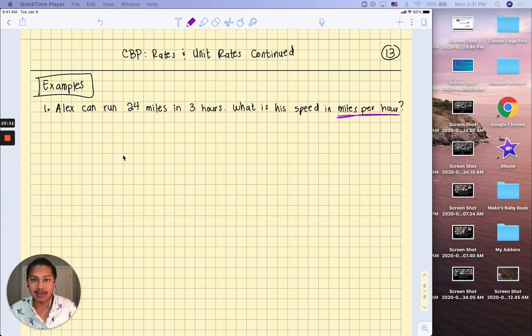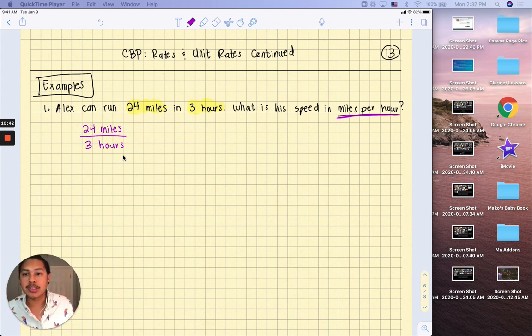So the first step, write the two quantities as a fraction. The two quantities I have, 24 miles and 3 hours. So I can definitely write a ratio here. So I'm going to write 24 miles in the numerator and 3 hours in the denominator. So there we go. That's step one.